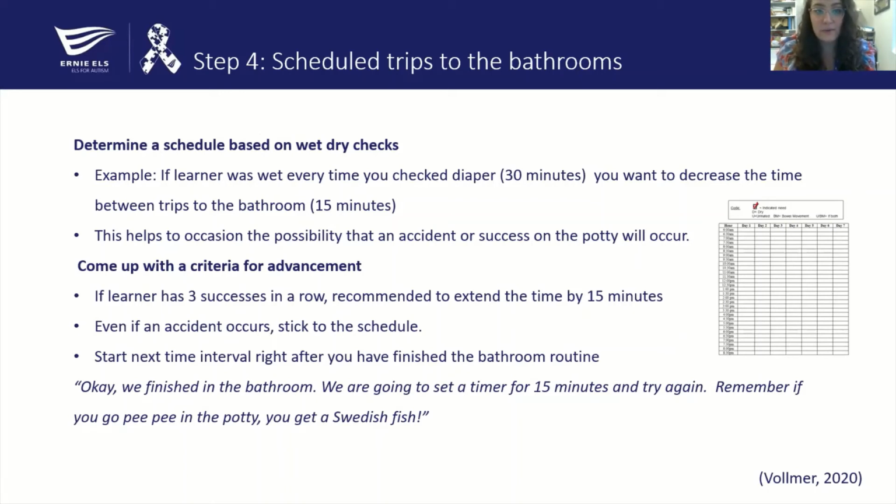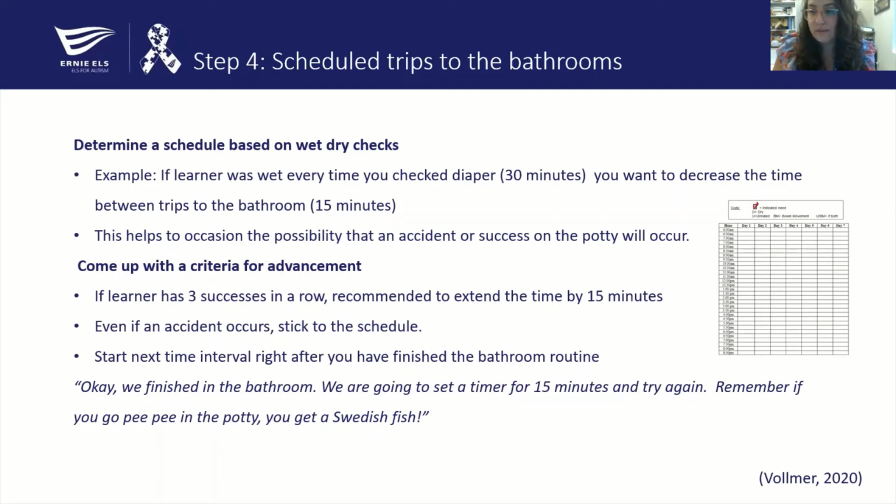For example, if a learner was wet every time you checked a diaper every 30 minutes, you might want to decrease the time between bathroom trips to 15 minutes. This will help occasion the possibility that an accident or success in the potty will occur. I hope that makes sense. You want to beat them to it, right? You want to catch them when there's motivation to go to the potty and not when their bladder is empty.